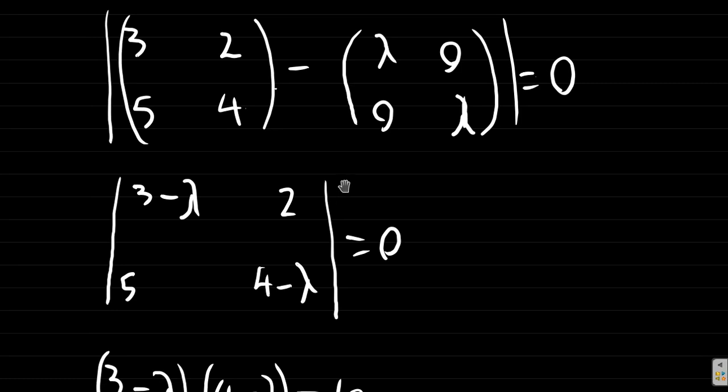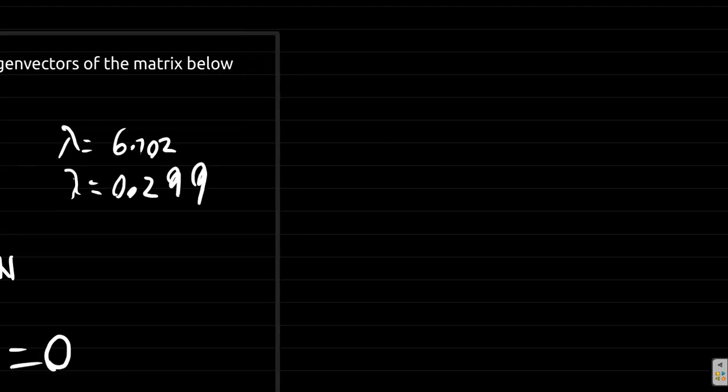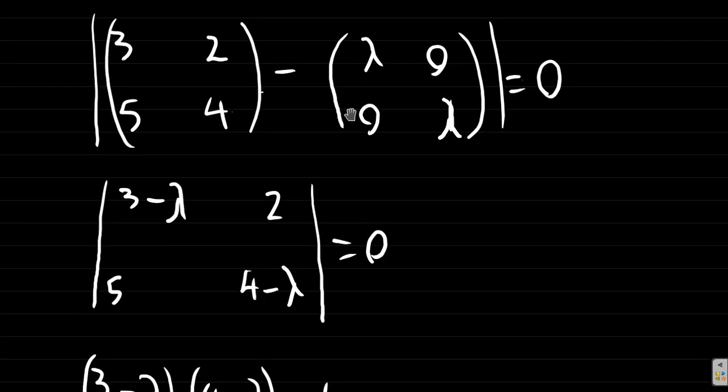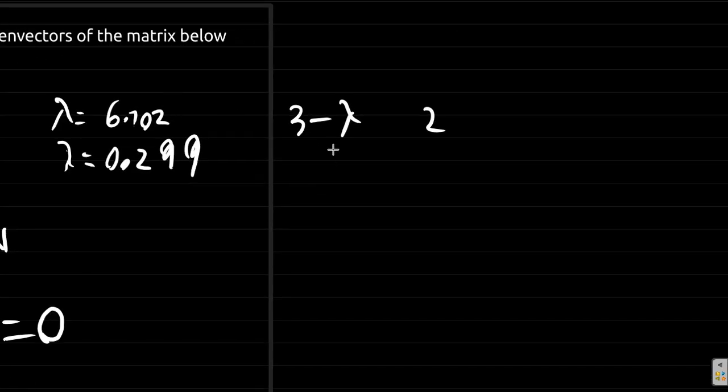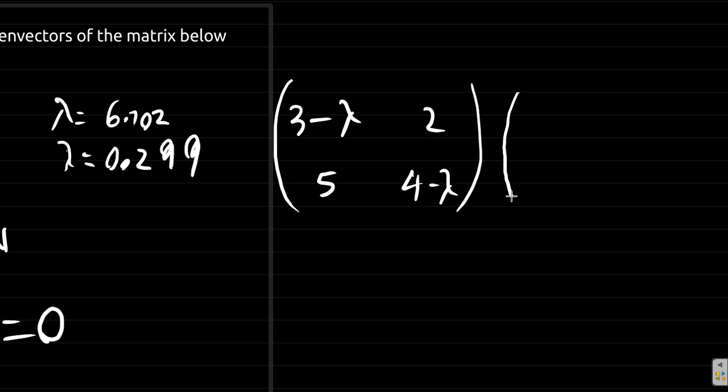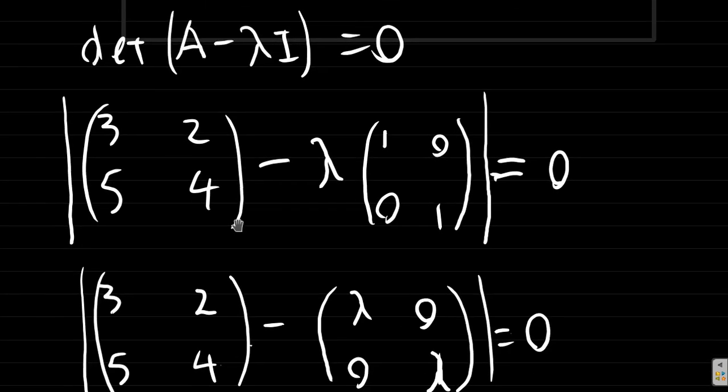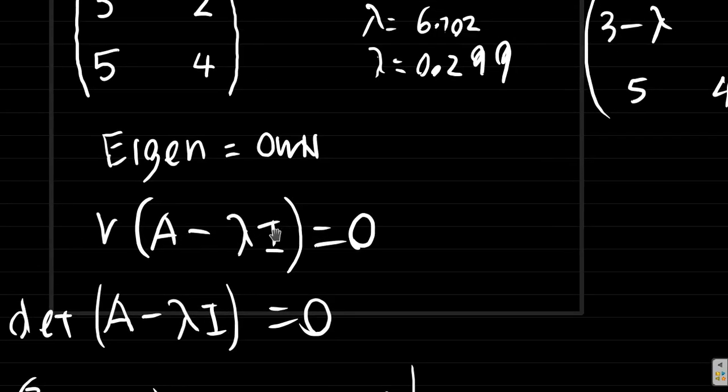So it's 3 minus lambda, 2, 5, 4 minus lambda, times the vector. What would be the vector? Let's call these x, y, right? So we see that this v times A minus lambda I equals 0.